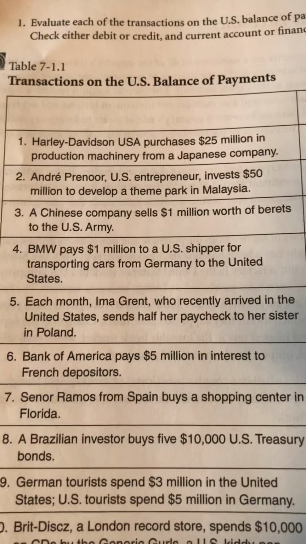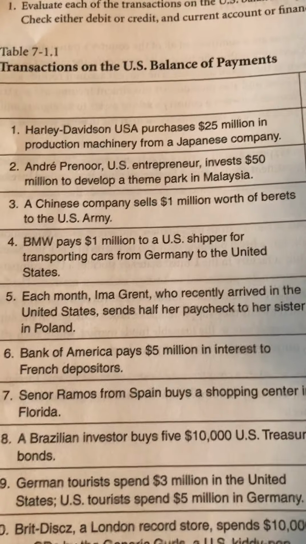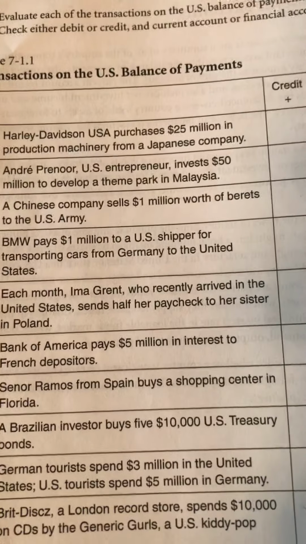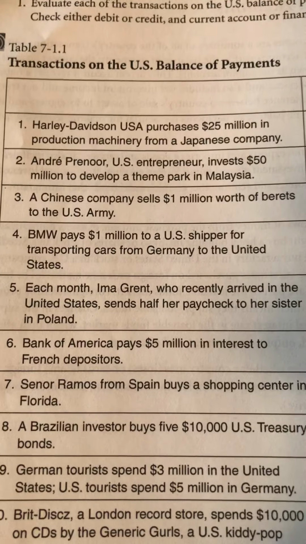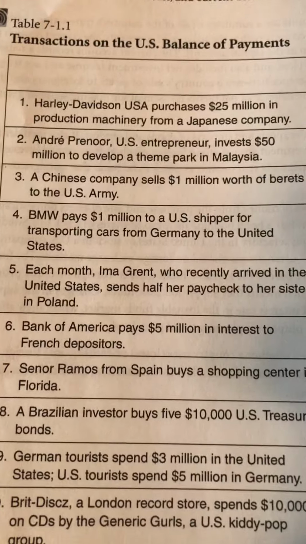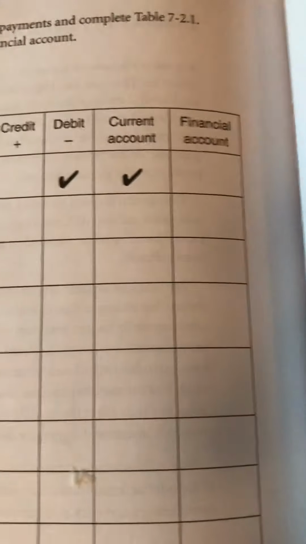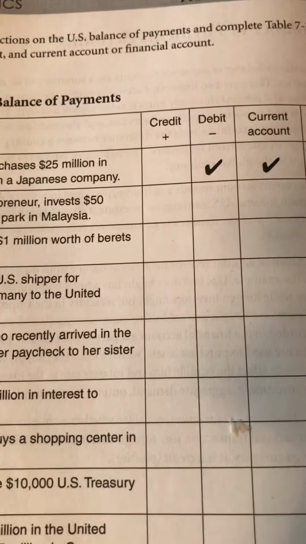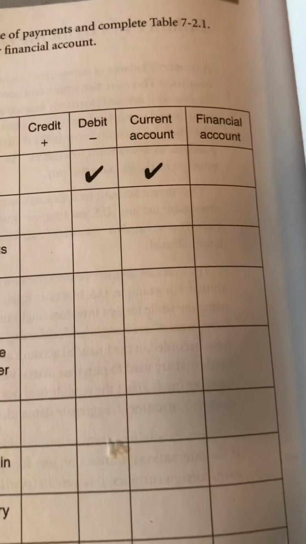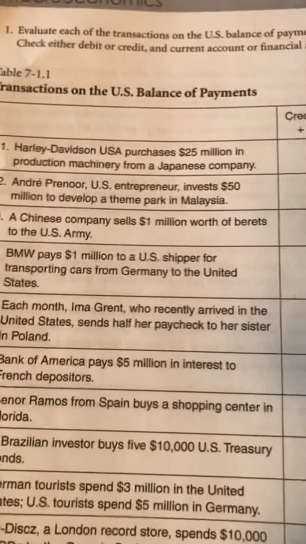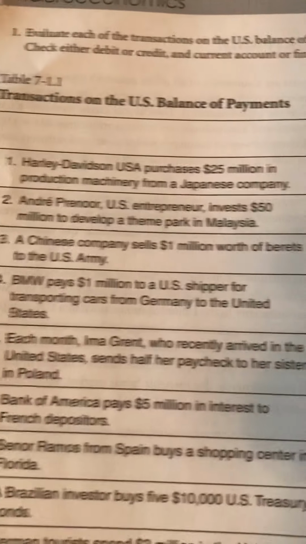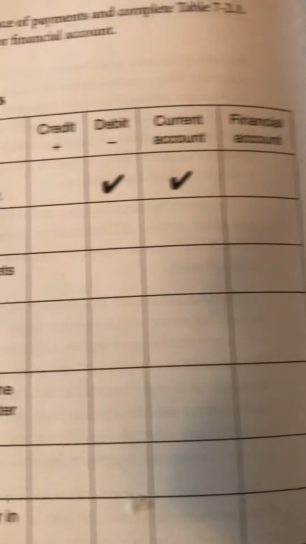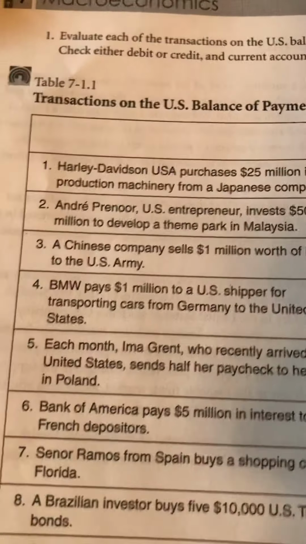Number four, let's hear from Alexander Kargis. BMW pays $1 million to a U.S. shipper for transporting cars from Germany to the United States. That's going to be a credit because money is coming into the United States, and that would be part of the current account because it is a service. They are shipping the cars, which is a service that would fall in the current account, and that would be a credit to the United States.